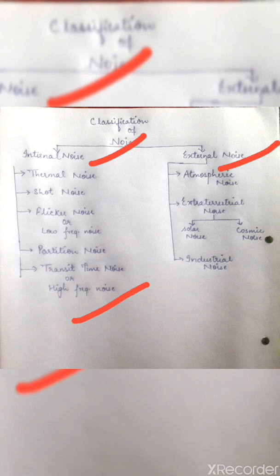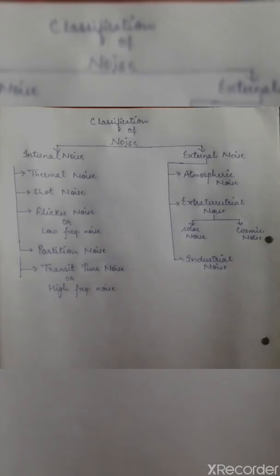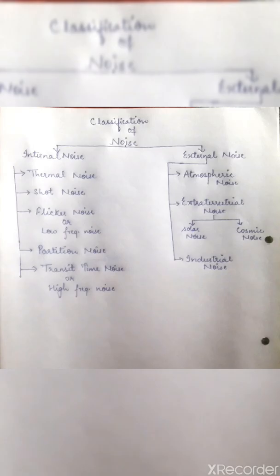Similarly, external noise is further classified into two parts. First one is atmospheric noise. Second one is extraterrestrial noise. Extraterrestrial noise is further divided into two parts, that is solar noise and cosmic noise. Now the third part of external noise is industrial noise. Now we will discuss these two types of noises in detail.